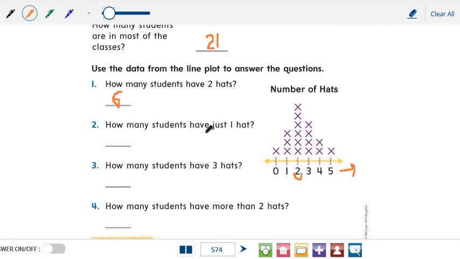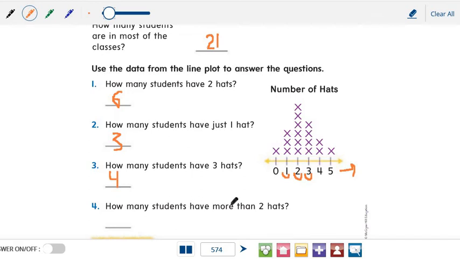And how many students have just 1 hat? 1 hat. There are 3 students. So 3, because we have 3 X's here. How many students have 3 hats? This is a 3. So there are 1, 2, 3, 4. So 4 students because we have 4 X's.